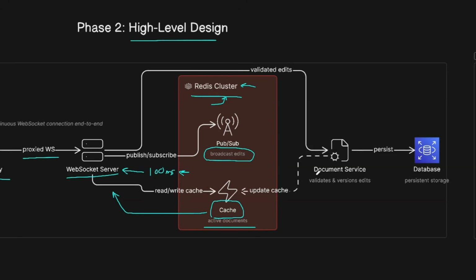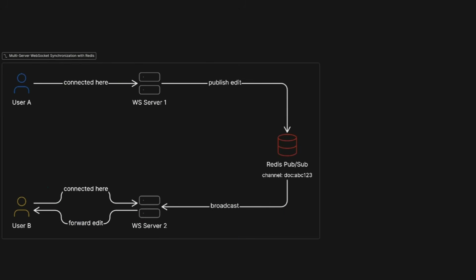So for persisting these edits, we can have a separate service that talks to the database directly, something like document service. This is what validates the edits that are coming from the WebSocket server, persists them to some sort of database. We'll get to choose the database type soon. And it also validates the versions and edits and also manages the conflicts. So the flow is like this.